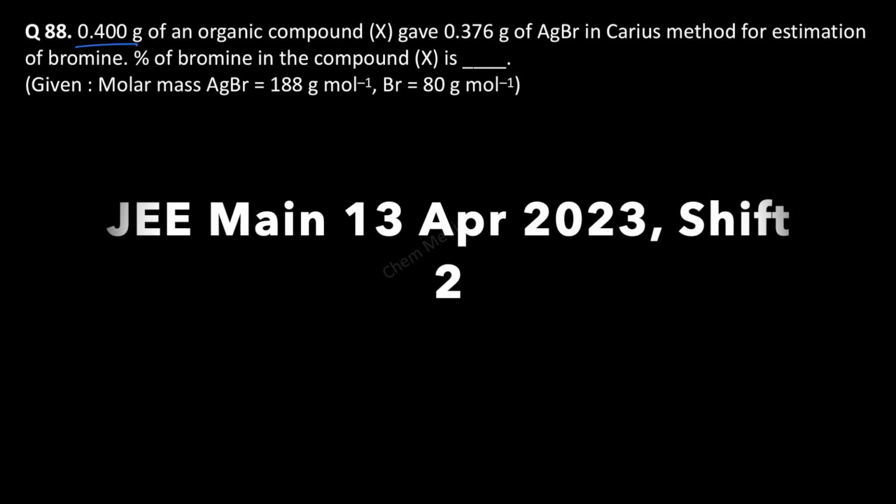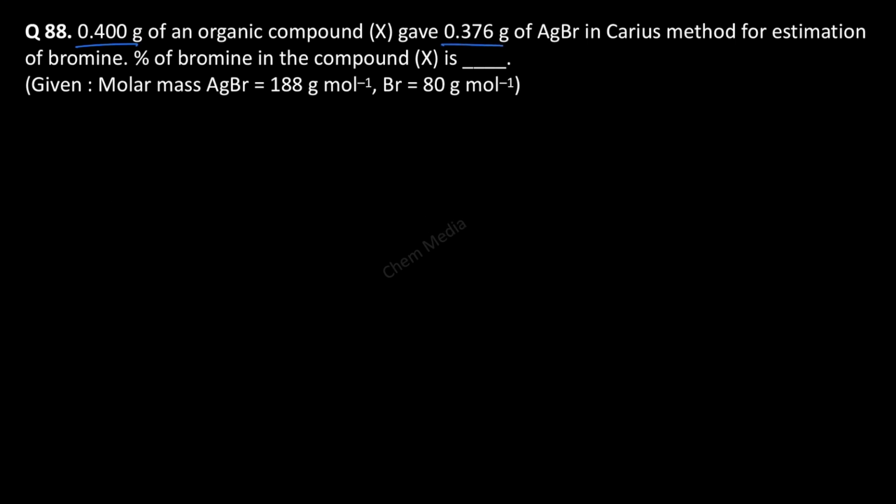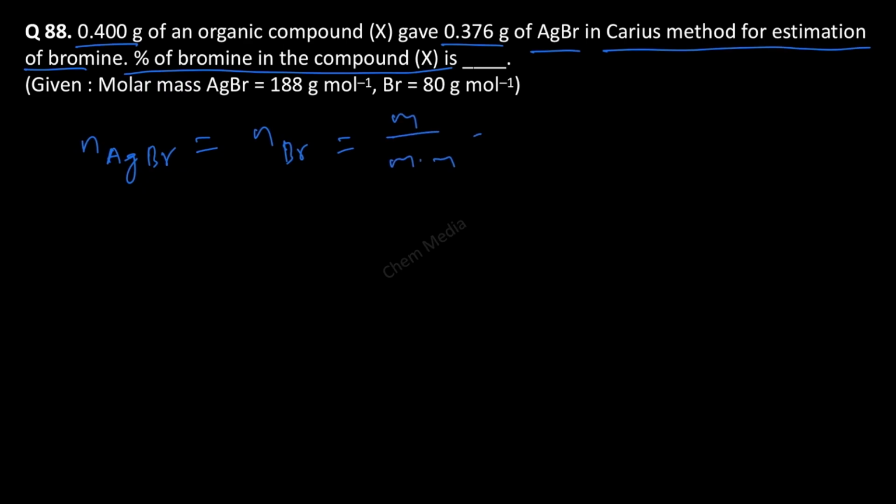0.4 gram of an organic compound gave 0.376 gram of silver bromide in Carius method for estimation of bromine. What is the percentage of bromine in the compound? We know that number of moles of AgBr is equal to number of moles of bromine. Therefore, number of moles of AgBr is equal to mass divided by molar mass, and that is equal to 0.376 gram, that is given here, divided by molar mass of AgBr is 188 gram per mole.